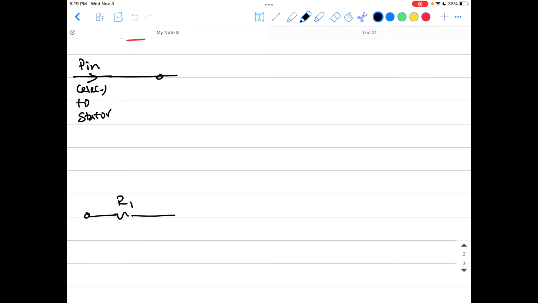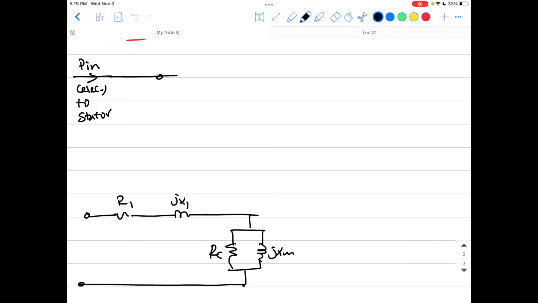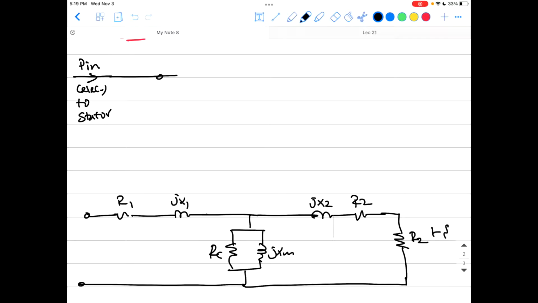So here's our equivalent circuit, R1, jX1, and those are the shunt elements, RC, jXM, representation of the core, okay, and here is the rotor, jX2, R2, and here is the dynamic load, R2 (1 minus S) over S, okay? You know, this side here is the stator side, and this side here is the rotor side, and this guy is the core, RC plus jXM, okay?